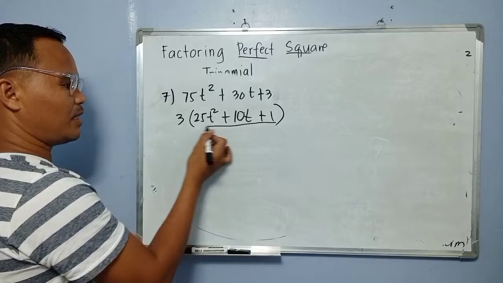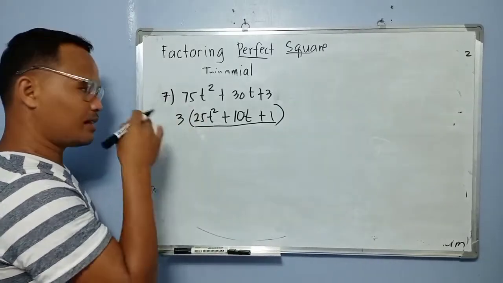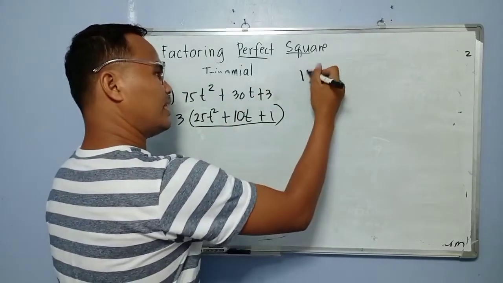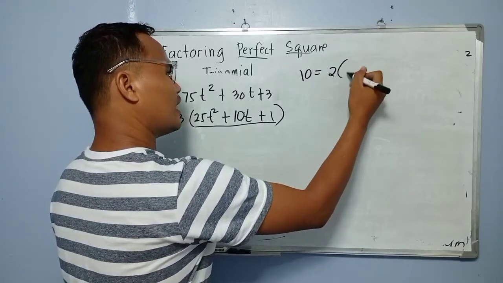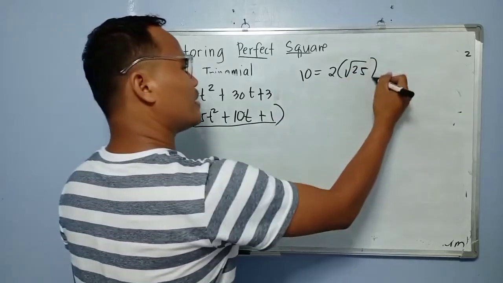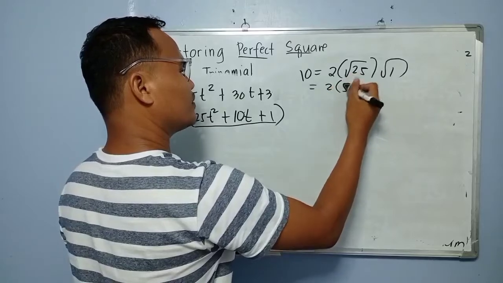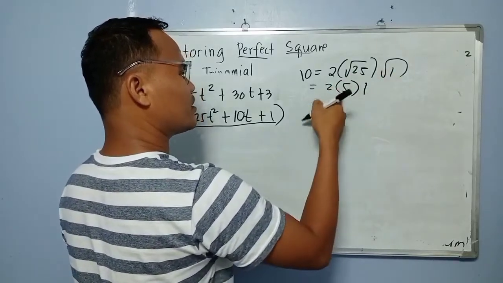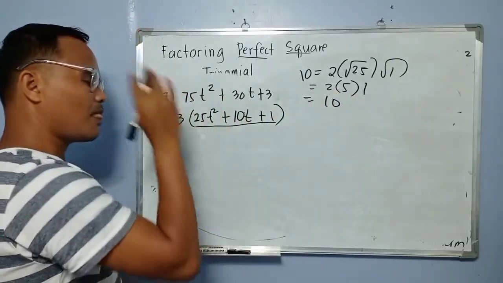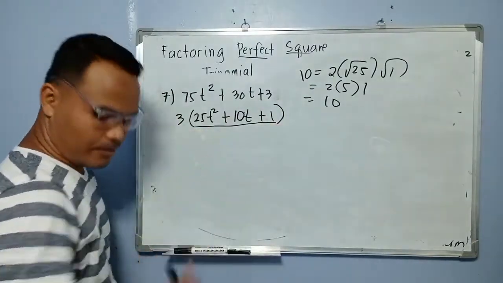Let us check if this is a perfect square trinomial. Is 25t squared a perfect square number? Yes. Is 1 a perfect square number? Yes. Let us check the coefficient. 10 is equal to twice the product of the square root of the first term and the square root of the third term, 1. The square root of 25 is 5, the square root of 1 is 1. Multiply 2 times 5, that's 10, times 1 is 10. That's true. The first condition is correct, the second condition is correct, so this is a perfect square trinomial.